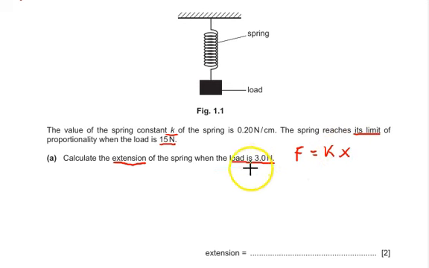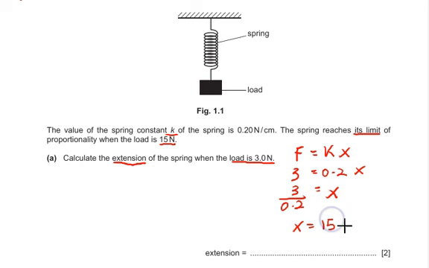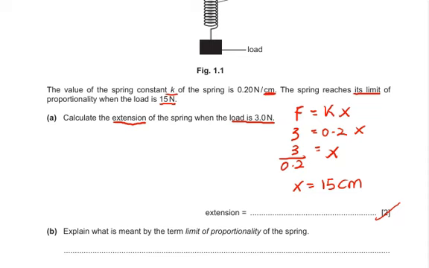Okay, so now the load is 3 Newton. K is given as 0.2 and the X is the extension. So we just have to divide this, and you'll be getting your answer as 15 centimeter. Okay, how I get the centimeter is because of this. Alright, so this is 2 marks here. Okay, let us move on with the next one.